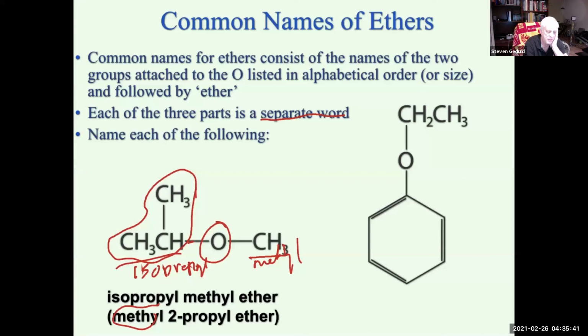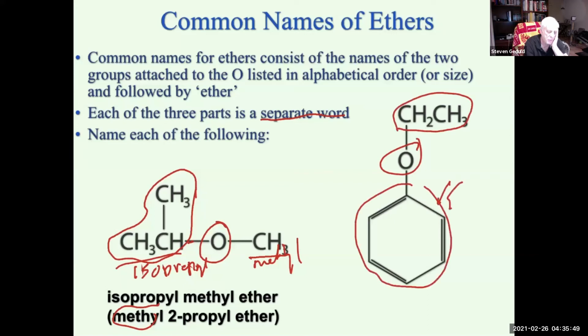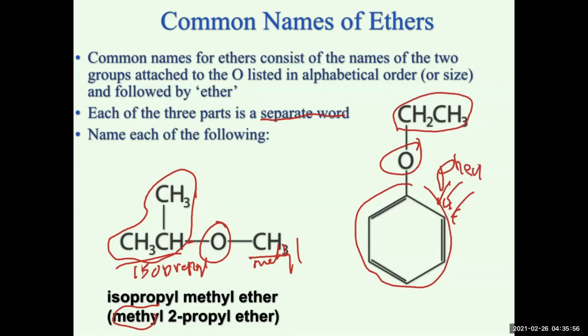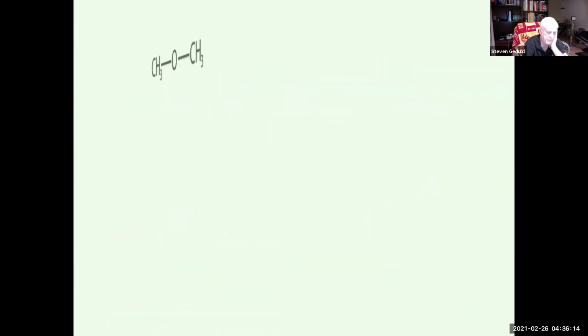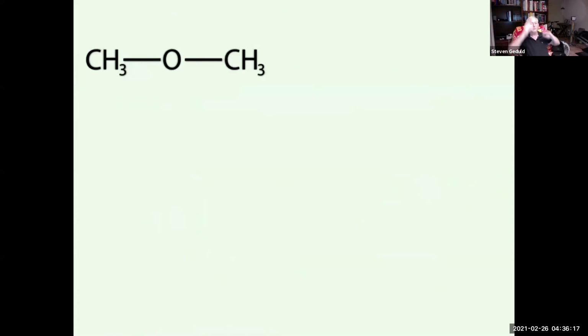This one here is an ether. We have this group attached and we have this group attached. What do we call this thing when it's an attachment? It's not phenol anymore. It's a phenyl group. When we have it as an attachment, it's a phenyl group. So this is ethyl phenyl ether. Again, by size or alphabetical order, it comes out the same either way. Ethyl phenyl ether. What would that be called?